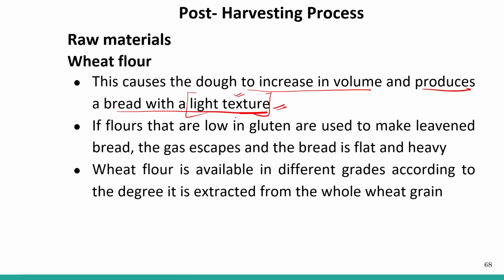If this particular protein is not there, then the carbon dioxide given off by the yeast through respiration won't be trapped. The dough will not rise, the volume will not increase, and the light texture that must be present in leavened bread will not be there. If flours that are low in gluten are used to make leavened bread, then gas escapes and the bread is flat and heavy. So the quality of the bread is not good.